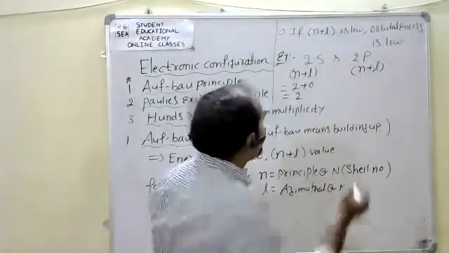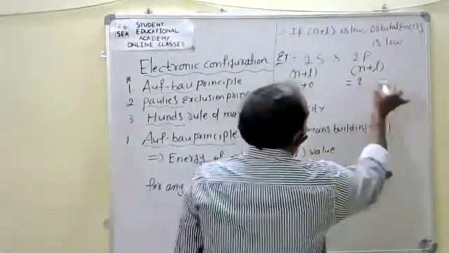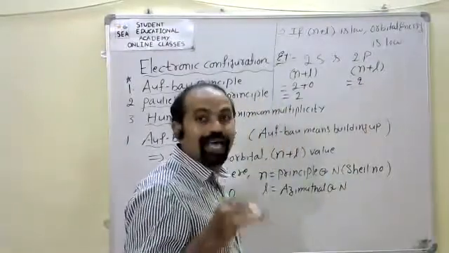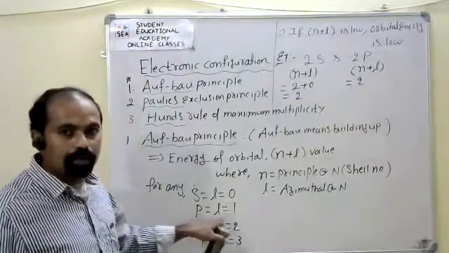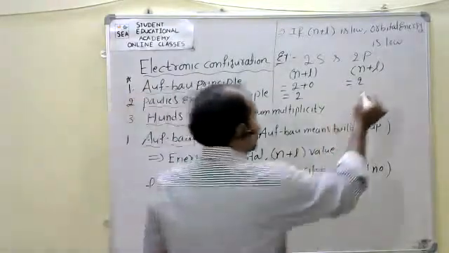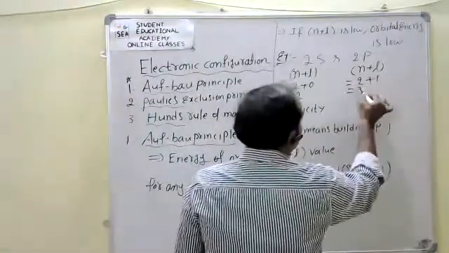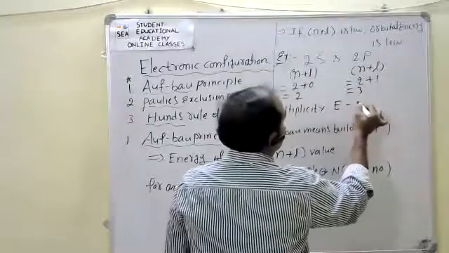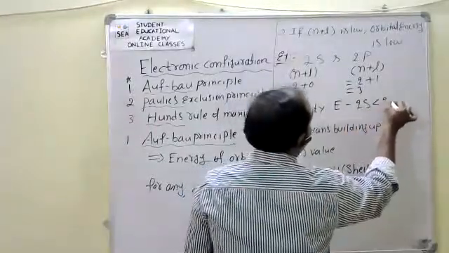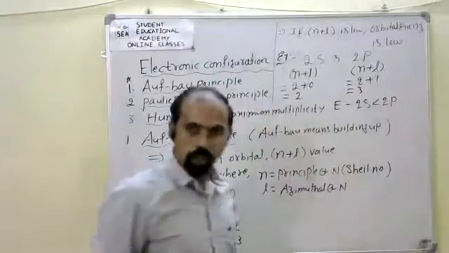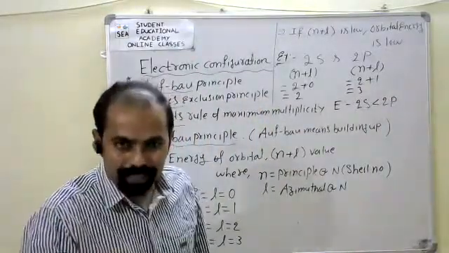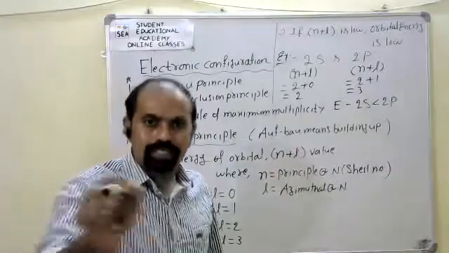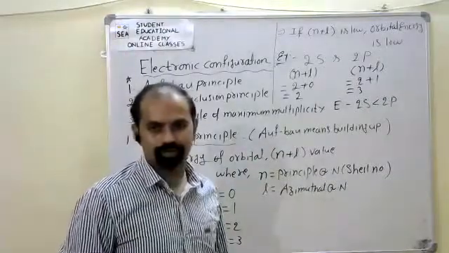What about the 2p orbital? The n value is 2. What is the L value? For any p orbital, L equals 1. Therefore, total is 3. What is the energy order? 2s is less than 2p. The lowest n plus L value means the lowest energy orbital.